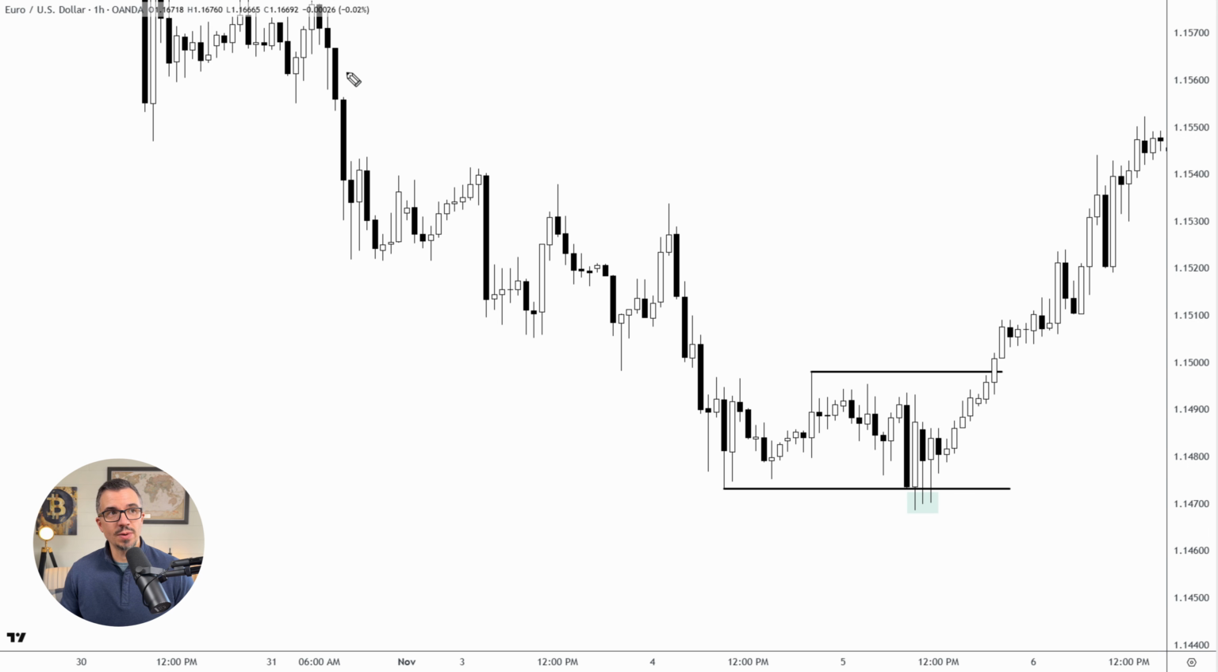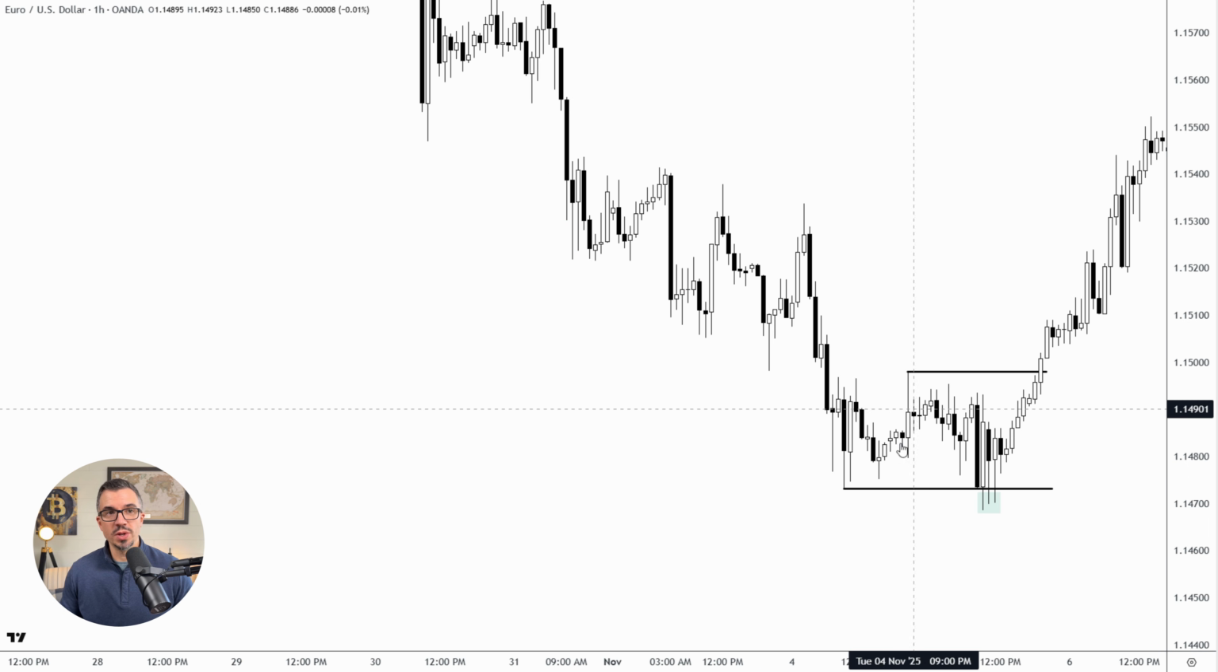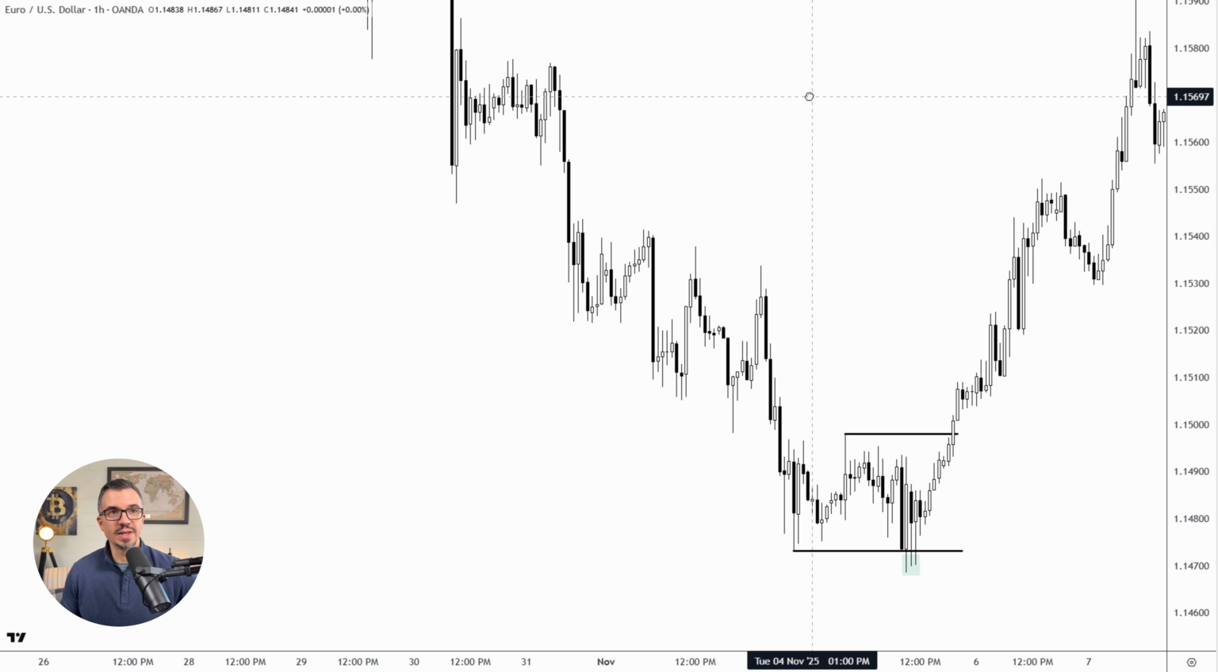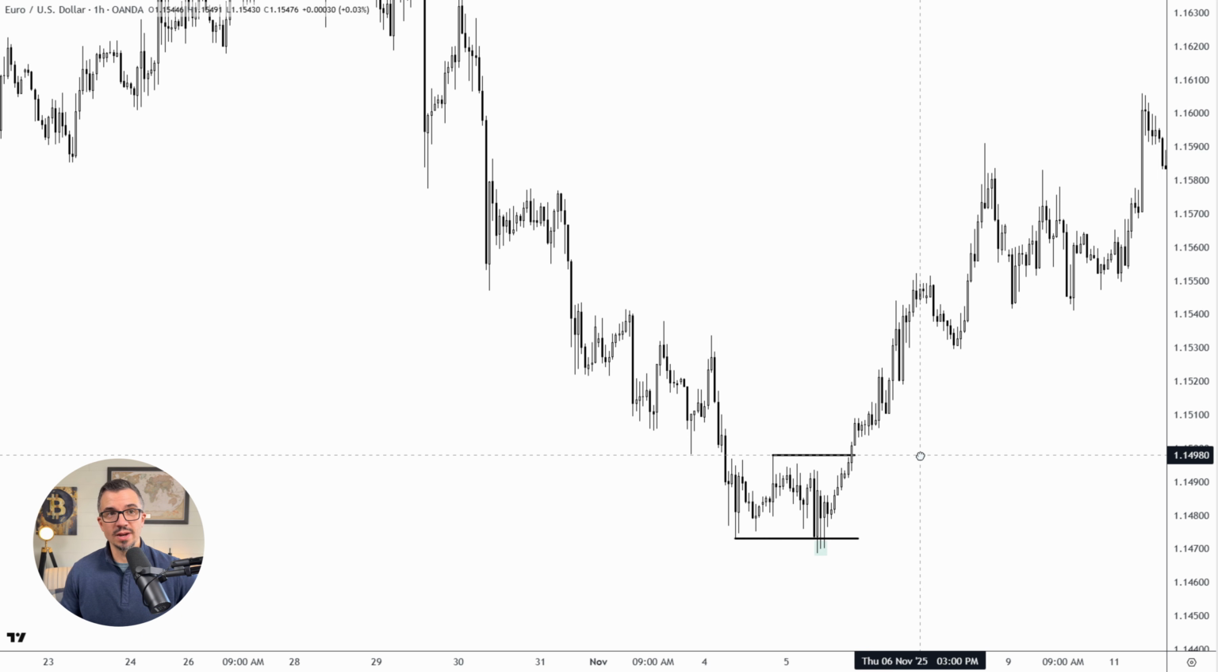And even in this case, I would say that all of this here for the euro is internal, because we didn't get the market coming down and making a low, coming back up, making an internal high, and then sweeping that internal high before breaking to the downside. So in this case, it was a little bit tricky if you weren't using this setup that I'm going to show you today to identify that this trend was reversing, and it did reverse.